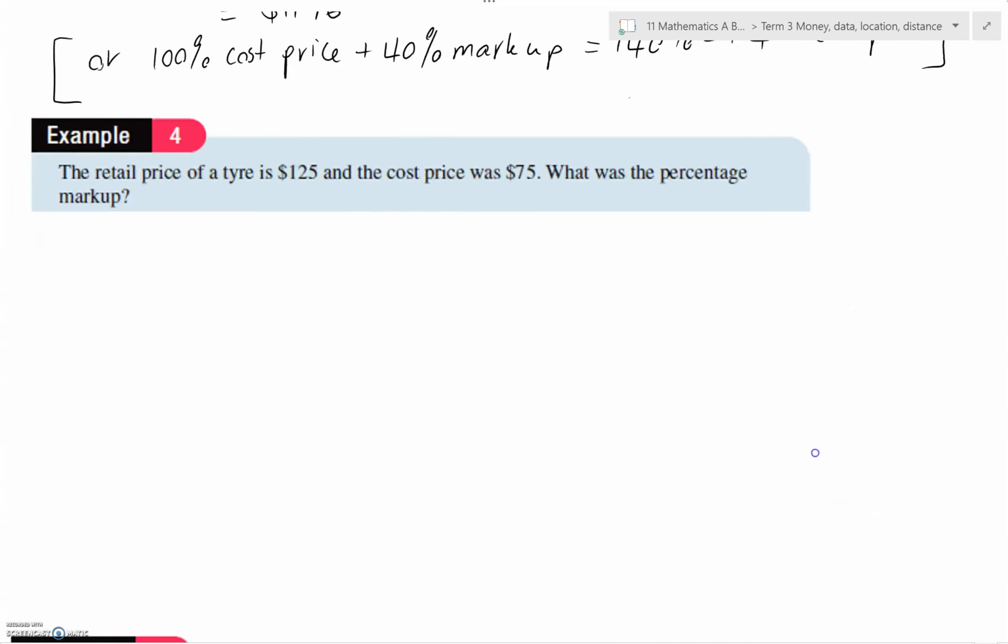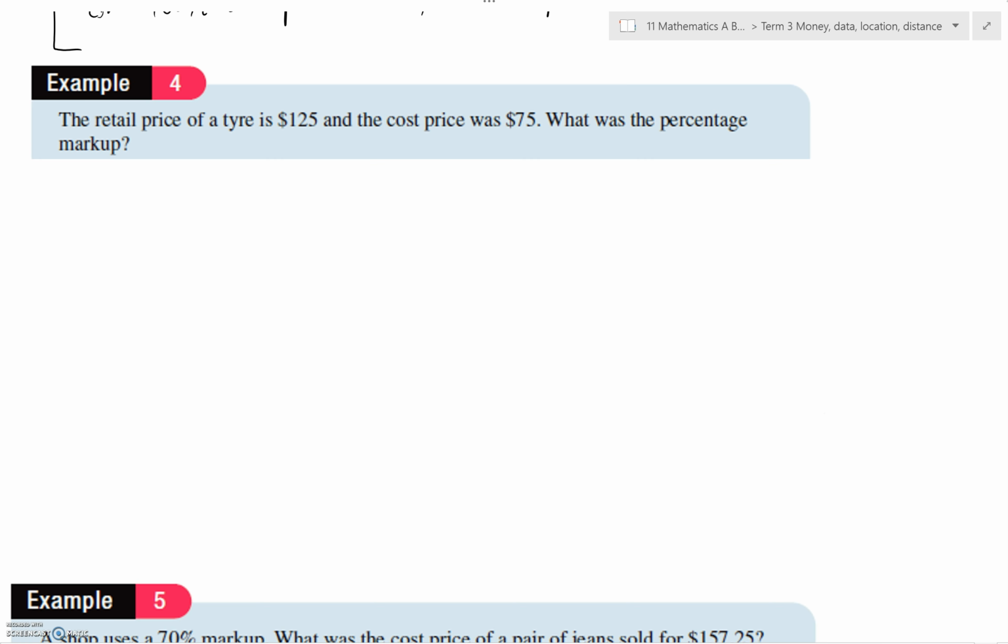Let's look at another example. Retail price of a tire is $125 and the cost price was $75. What was the percentage markup? So we've got the two values this time. Now we're being asked to find out what was the percentage that was used. So we can work out the dollar markup pretty easily because that is going to be the retail price minus the cost price.